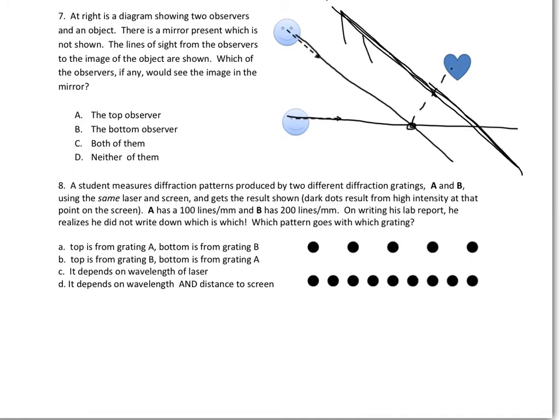So this is the surface of the mirror. Now you can see that both of these observers are behind the mirror, so neither one of them could see this image.